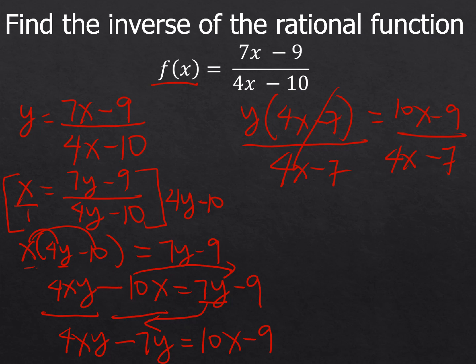We need to change y into f raised to negative 1 of x. So, it will become f raised to negative 1 of x equals 10x minus 9 over 4x minus 7.